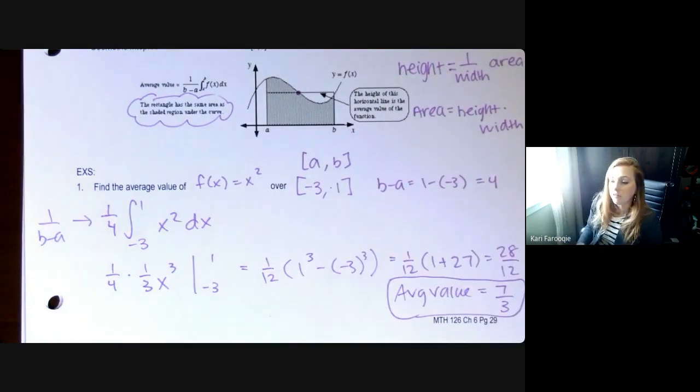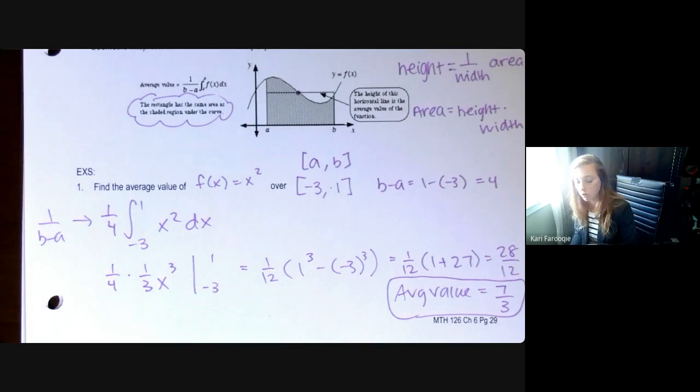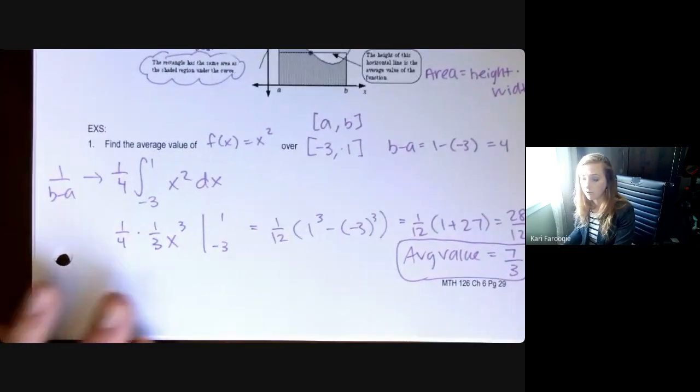So that means that if you cut off your height at 7/3, you should be able to create a rectangle such that the area of the rectangle is the same exact area as the area under a curve. So let's look at that in our calculators.